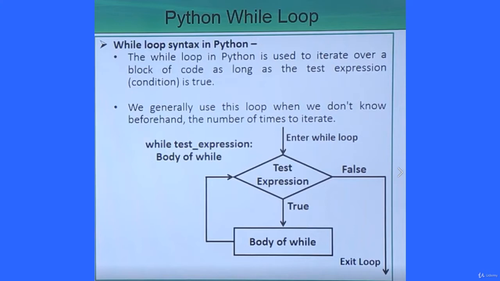So here is the respective body. There is a while test expression. Don't forget to give this colon there and then the body of while. One indentation will indicate that these are the statements which will be under this while. So entering the while loop, the control will come to the test expression. If the expression is true, then the body of while will get executed. Again the test expression will be tested, and if the expression is false, then it will exit from the loop. So in this way the Python while loop will get executed.